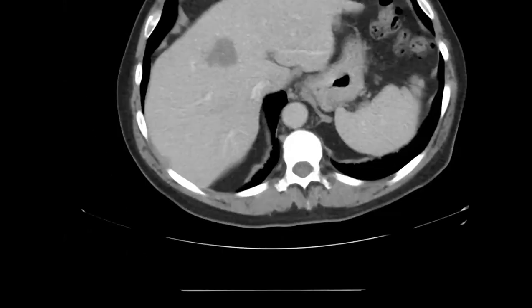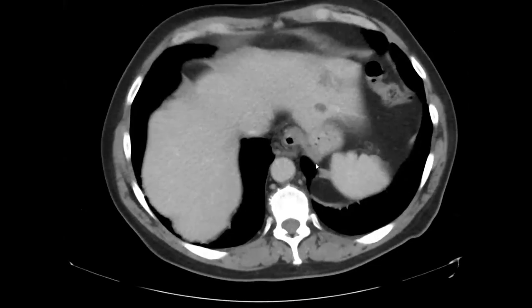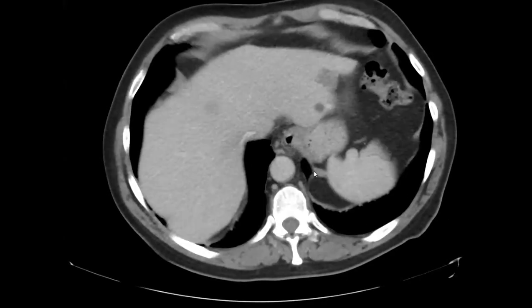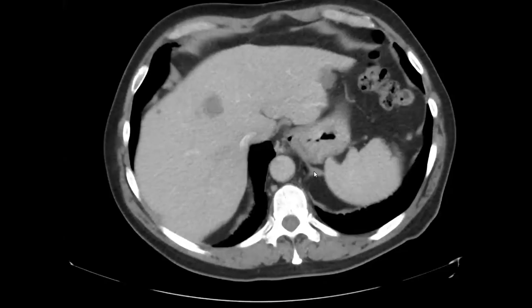Okay. I have two different scans, six months apart. And the patient has metastatic lung cancer.